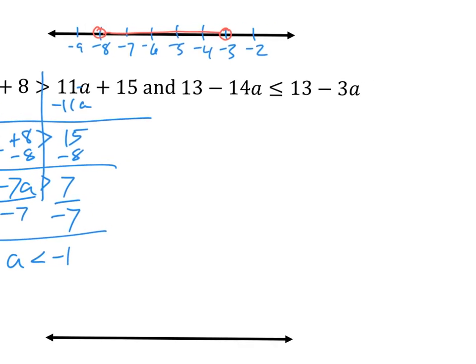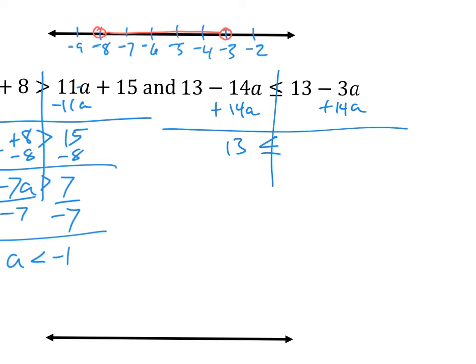And then over here, I'm going to move my variable to the right-hand side this time. So I'm going to add 14a to both sides, because we have a negative 14a. In order to get 0a, for those to cancel out, we have to add 14a. And then we would end up with 13 is less than or equal to 13 plus negative 3a plus 14a gives us 11a.